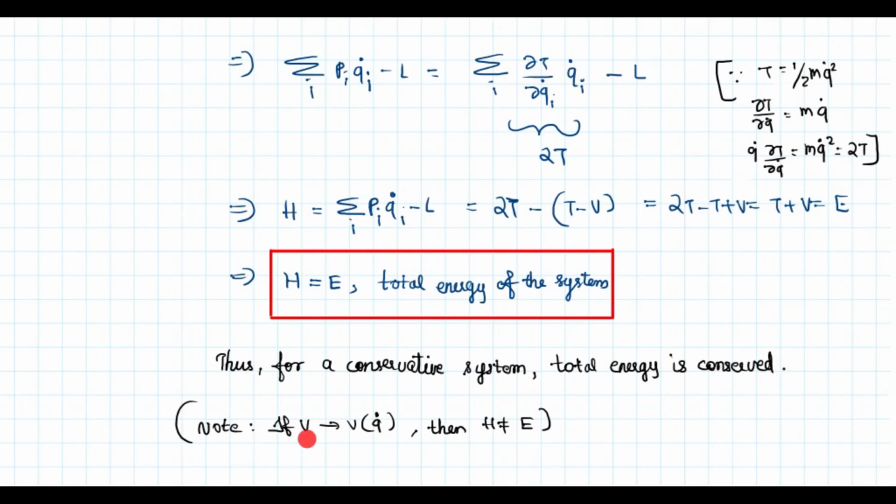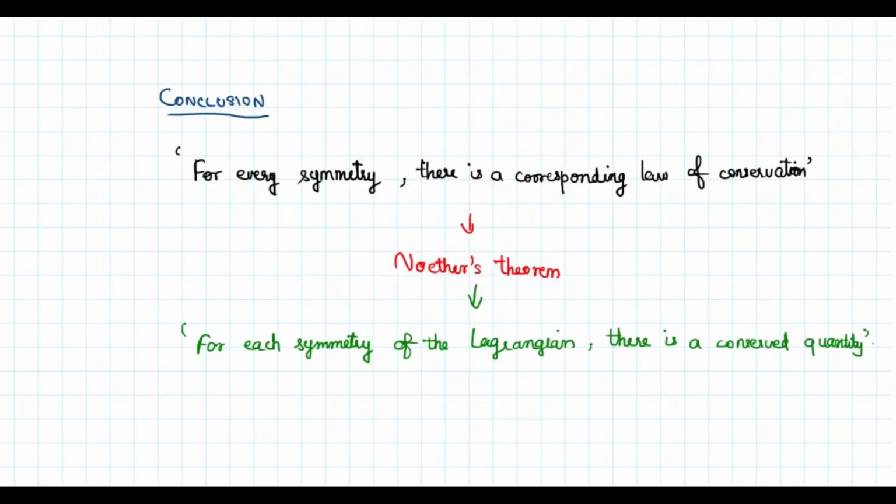Always remember, if V is dependent on velocity terms, then this Hamiltonian will no longer be equal to the total energy of the system. So the Hamiltonian will become the total energy of the system only for conservative systems.